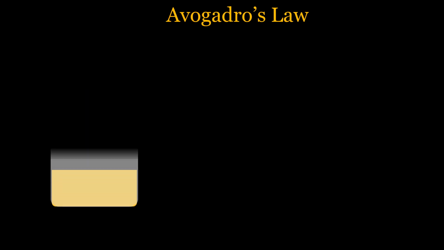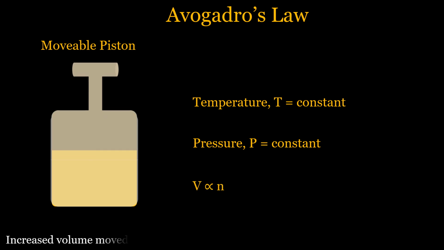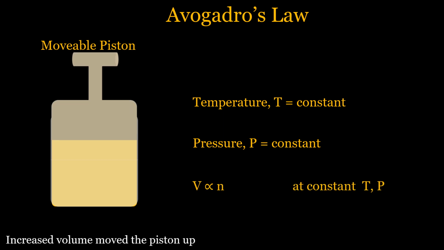Thirdly, imagine a cylinder of a gas at constant temperature and pressure. If the amount of the gas is increased, the volume occupied by the gas will also be increased. This was first reported by Avogadro, thus called Avogadro's law.